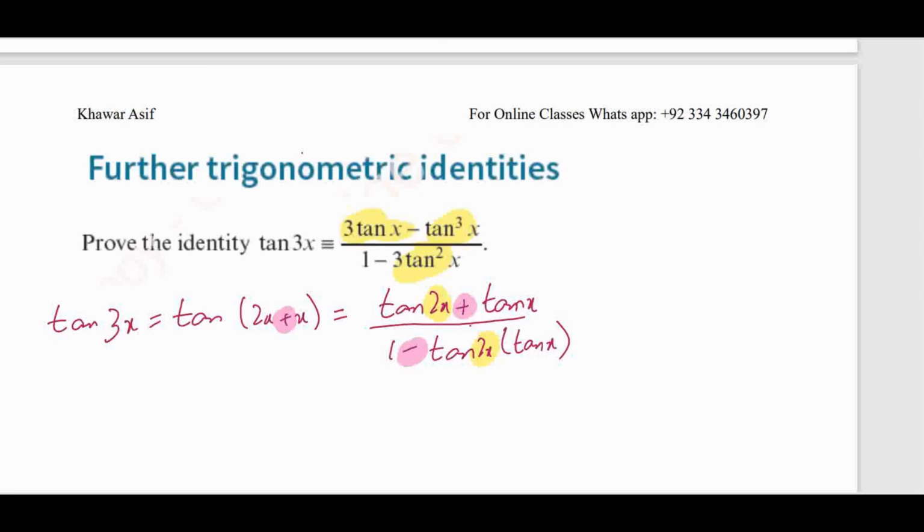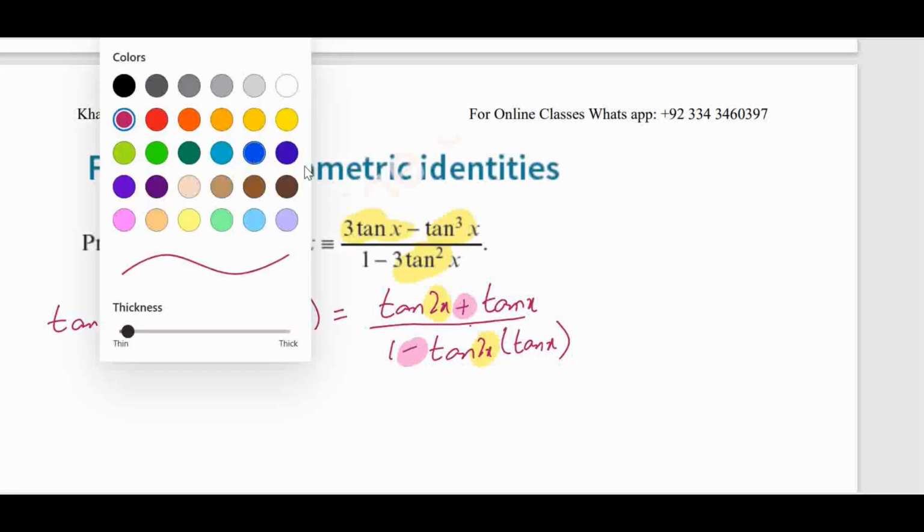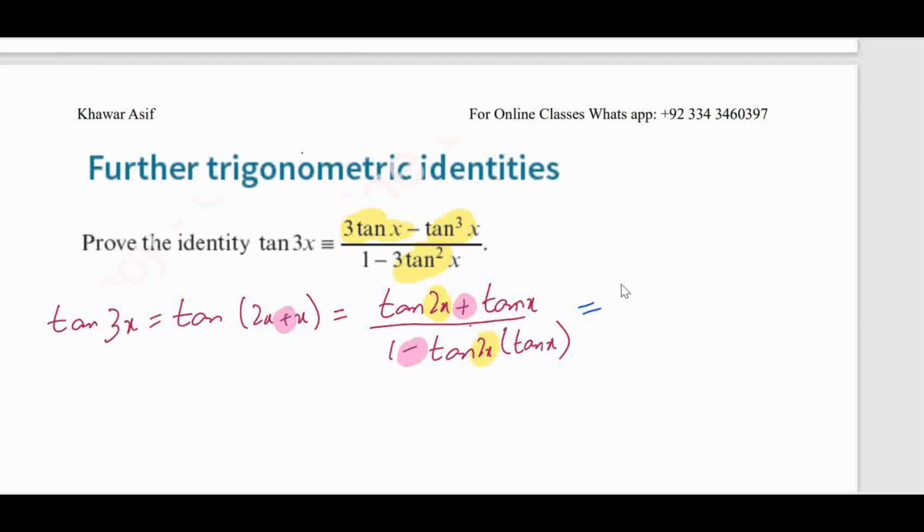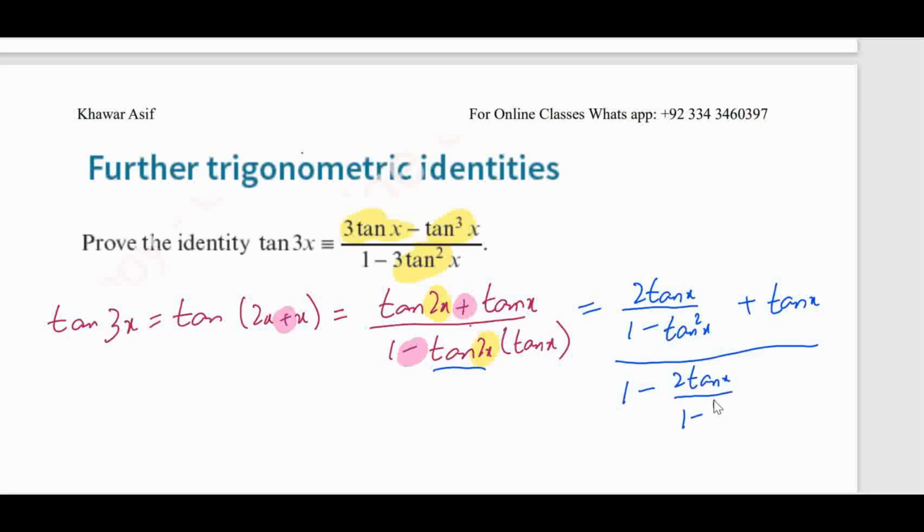So we can write this one as tan 2x means 2 tan of x divided by 1 minus tan square of x, plus tan of x. Similarly, over here, for tan 2x we have to use the identity, which is 2 tan of x divided by 1 minus tan square of x, into this tan of x.